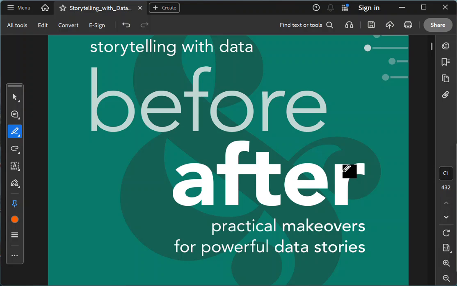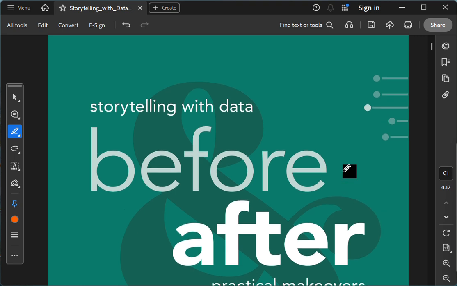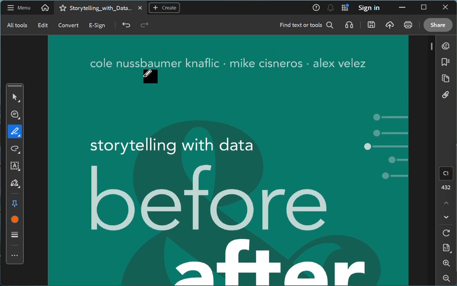Hi there. I'd like to do a review of this book, Storytelling with Data: Before and After Practical Makeovers for Powerful Data Stories. It's been written by the following authors: Cole Nussbaumer Knaflick, Mike Cisneros, and Alex Velez. I think the main premise of the book is to teach how to tell better stories, carry the audience along, especially when you're presenting technical information.